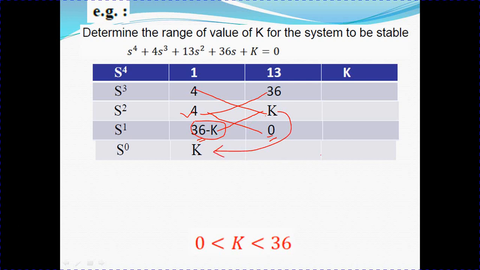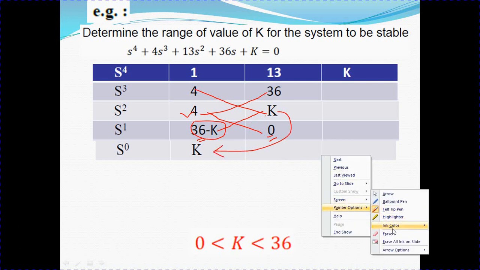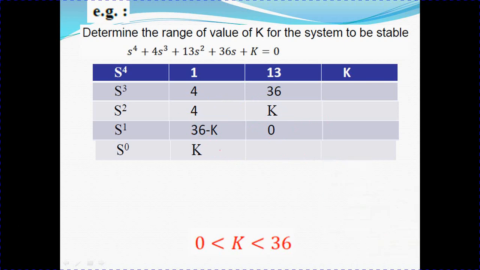Okay, so now we have finished the formation of the Routh table. Now we need to apply the stability criteria given by the Routh array, so that we can find the parameter, that is k, value from minimum to maximum.